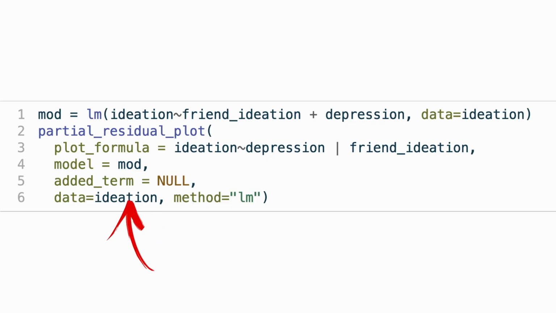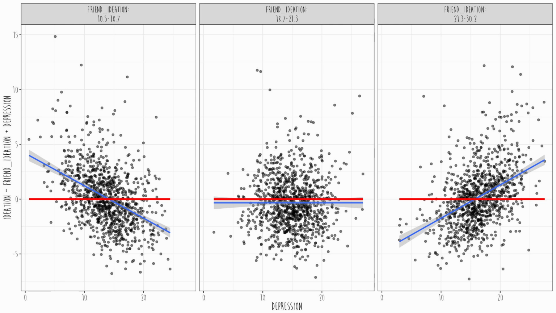And then we go data equals ideation, and I'm going to go ahead and add method equals lm. And basically what that's going to do is look at the raw data and fit a regression line to it. And this regression line doesn't come from the model, it comes from the actual plot. And so what are we finding? If we look at the far left plot, our model says that there's no relationship between depression and friend ideation in any of these panels.